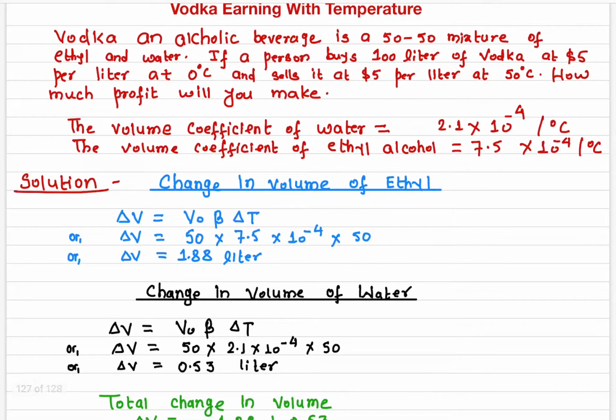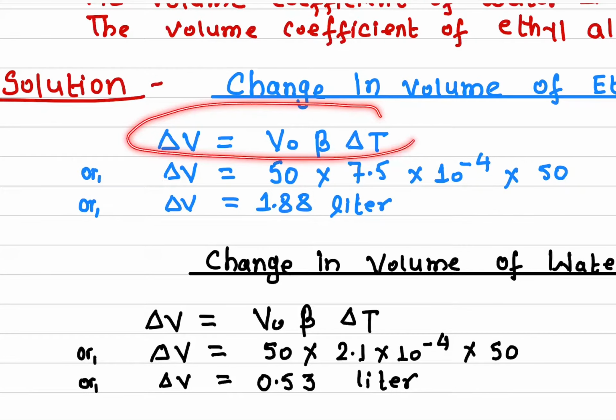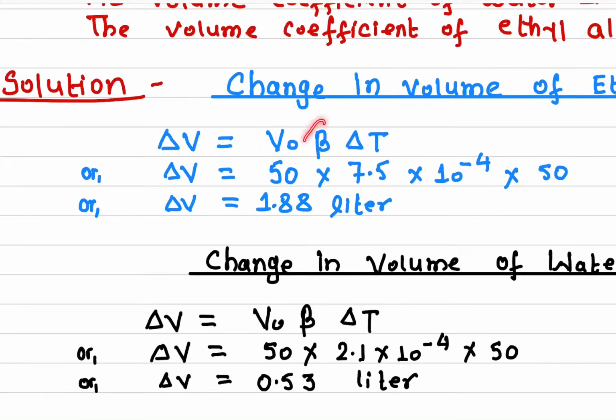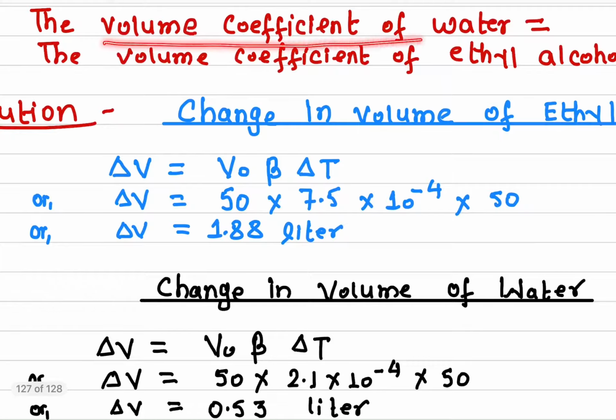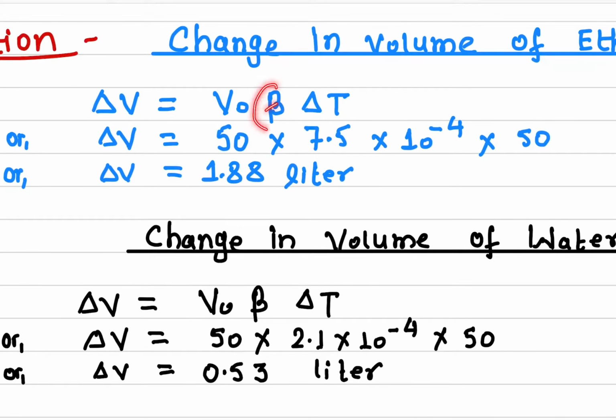You might know that the change in the volume is directly proportional to the change in the temperature, or this is given by this formula here, where delta V is the change in the volume, and V naught here is the initial volume or the starting volume, and beta is the volume expansion coefficient. Here first we are going to calculate for the ethyl alcohol. So this beta here stands for the volume expansion coefficient of ethyl alcohol, and delta T is the change in temperature. Okay, so the initial volume will be now 50 liter.